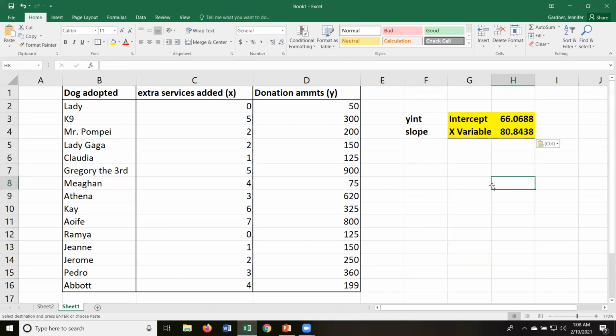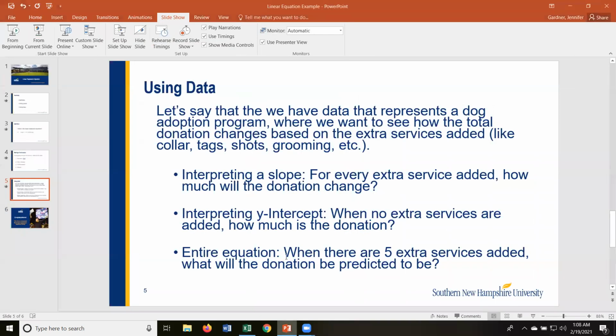But here is our intercept and our slope. So let's go and try and go back and create it now.